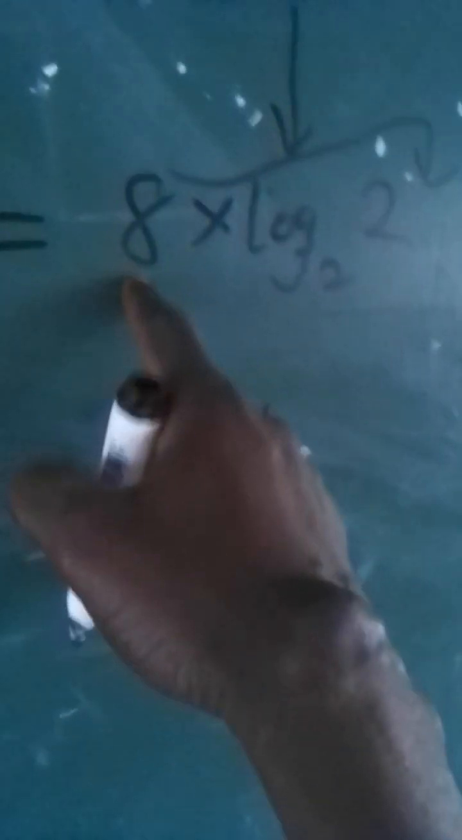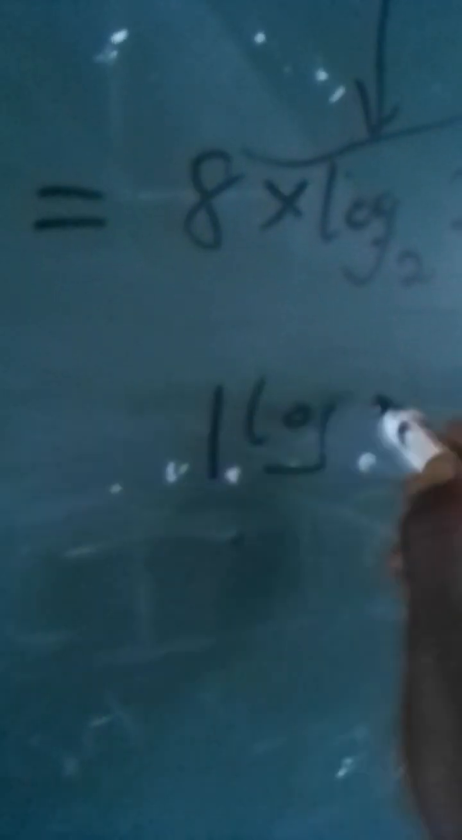Then since you have this now, take this one out of it to this place to give you log, so that this is going to be 1. For you to have 1 here, take this one out of it. Then you have log 1 log 2 raised to the power 8.